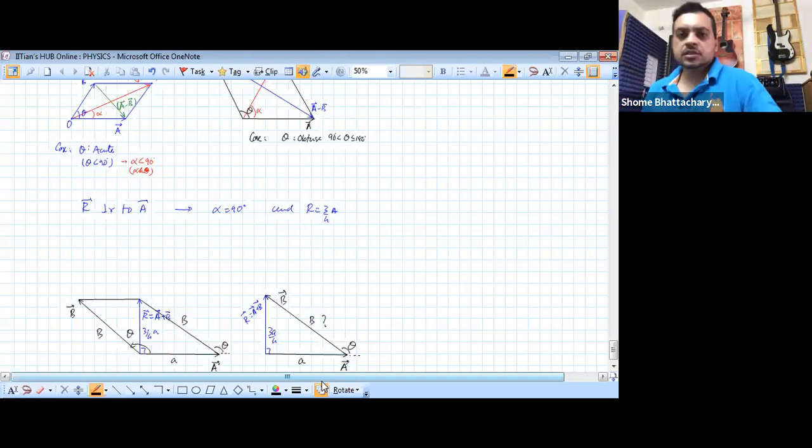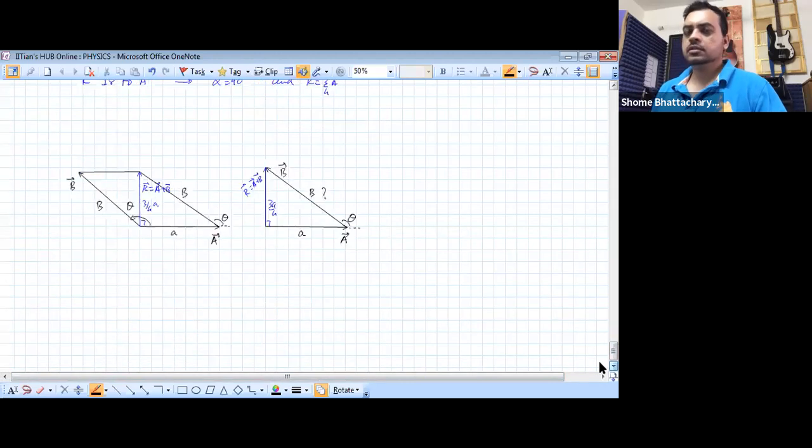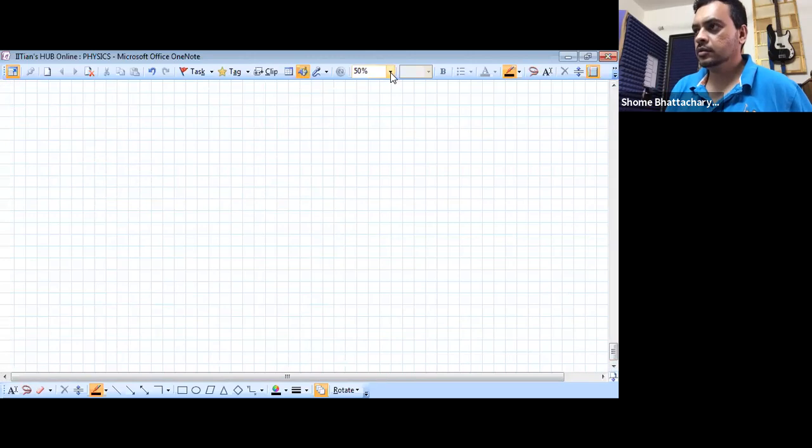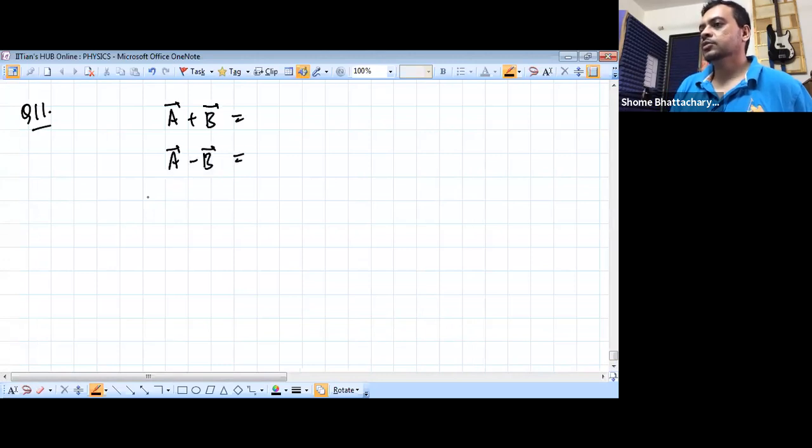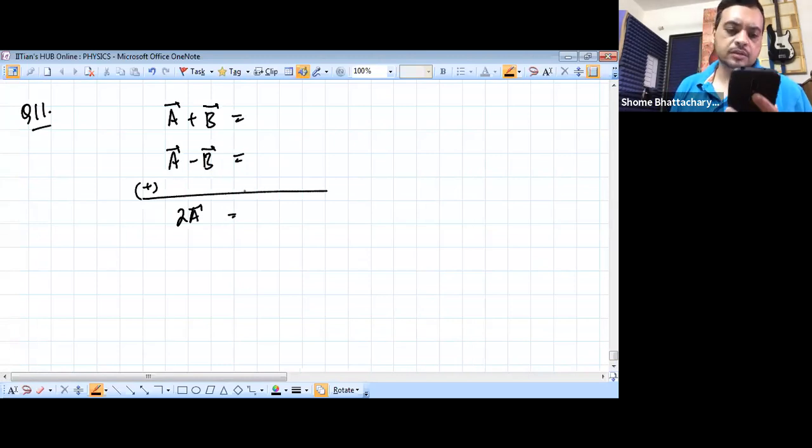Okay, people. So this is done, I hope. Let's come to question 11. Question 11 is very simple. You are given A plus B, something given to us, and A minus B is given. Okay. You just add the two equations. So now you'll get 2A is equal to something, and from that you can find mod A.